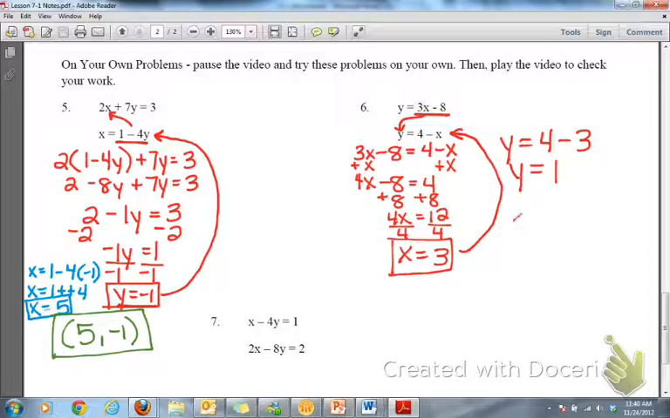And so the ordered pair is x equals 3, comma 1, because x was 3 and y was 1. And I could have put that x equals 3 into the top equation. You would have gotten 3 times 3, which is 9, minus 8, and 9 minus 8 is still 1. So you're going to get the same ordered pair no matter what equation you put it into. Alright, if you haven't done number 7, pause the video and do number 7 on your own.